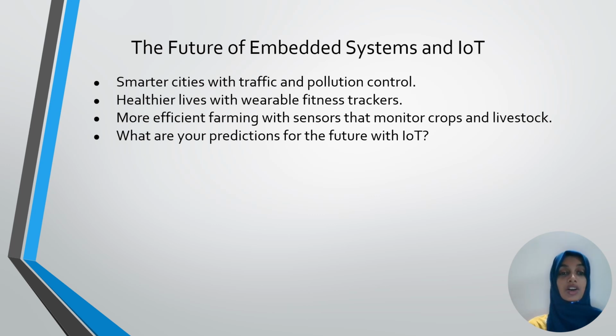With this, we could wind up the topic. We could see the future of embedded systems and IoT. That is, smarter cities with traffic and pollution control, healthier lives with wearable fitness trackers, more efficient farming with sensors that monitor the crops and livestock. These are some of the terms I would like you to be familiar with. So, can you predict some of the future with IoT?